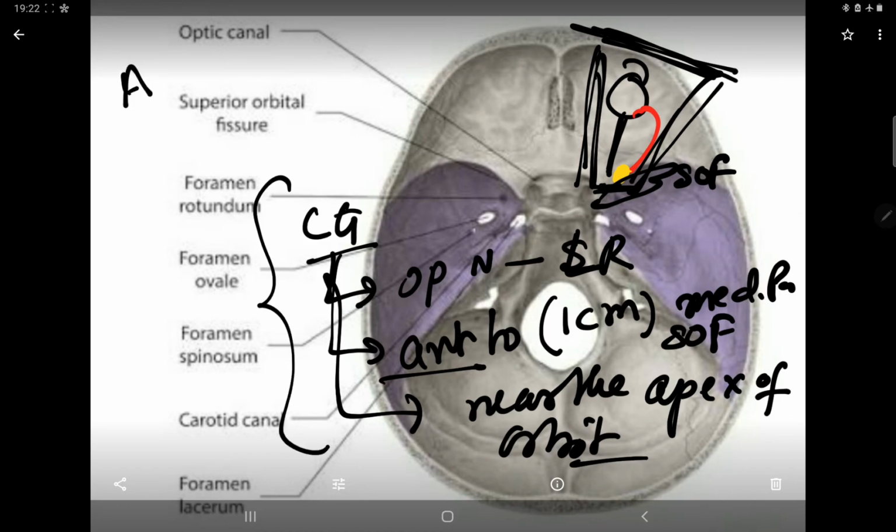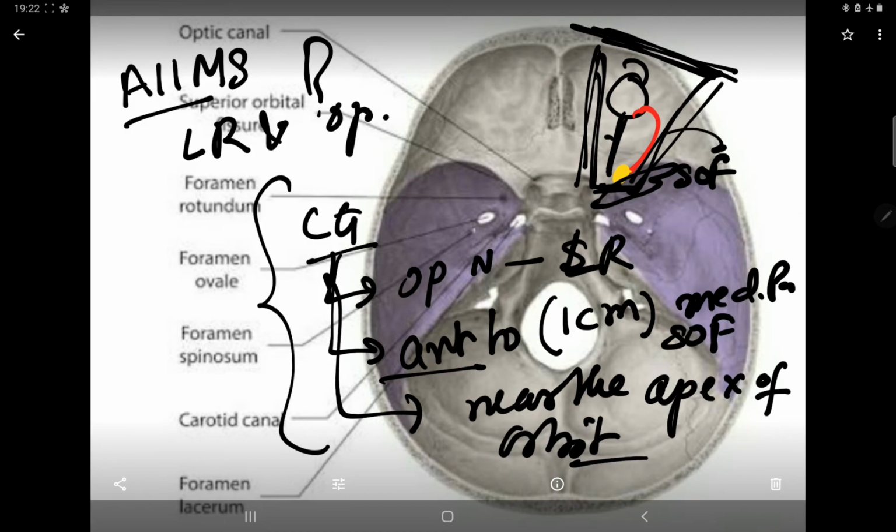This is one previous AIIMS question. What is the location of the ciliary ganglion? The ciliary ganglion is located in between the lateral rectus, present laterally, and medially the optic nerve. The optic nerve is medial. So this is the image based discussion. Then I'll write everything in notes.